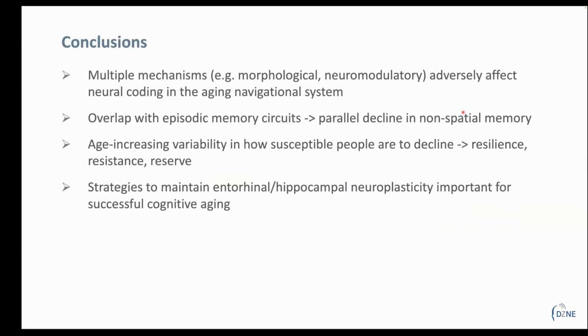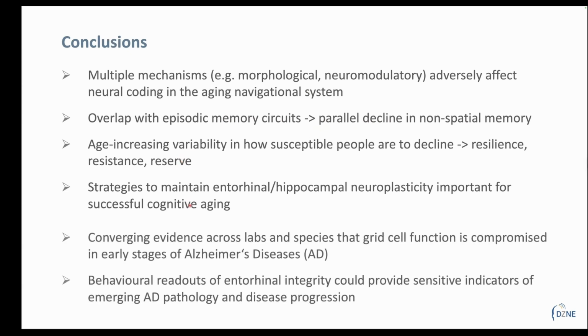With that, I'd like to finish and just summarize that of course there are multiple mechanisms, morphological, neuromodulatory, that will adversely affect neural coding in the aging brain. There's a strong overlap between spatial memory function and episodic memory, so we'll also see parallel declines in non-spatial memory, and we talked about this variability. What's important maybe in a more clinical context is that some of those functions also seem to be particularly susceptible to early stages of Alzheimer's disease. Therefore, there's a huge push now to develop behavioral readouts of entorhinal integrity that could provide very sensitive indicators of emerging Alzheimer's pathology and disease progression. So keep an eye out for that if you're interested in that.